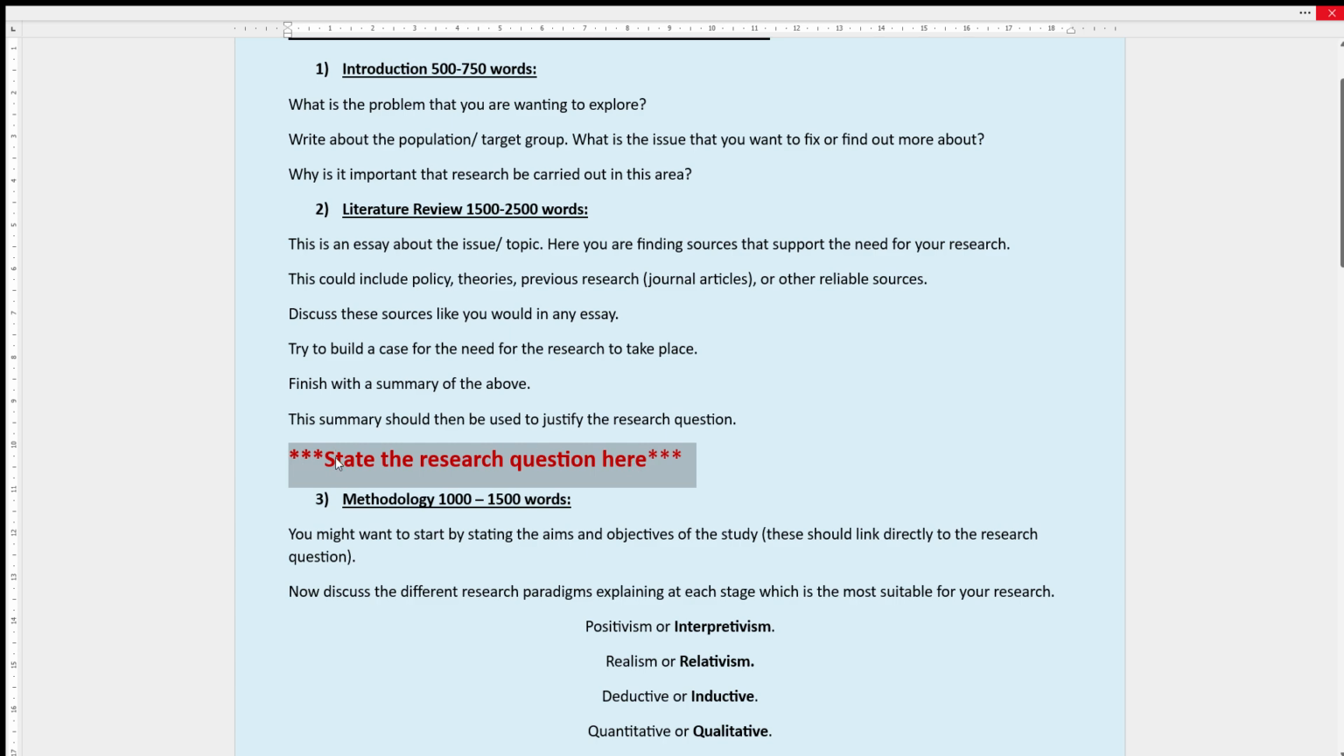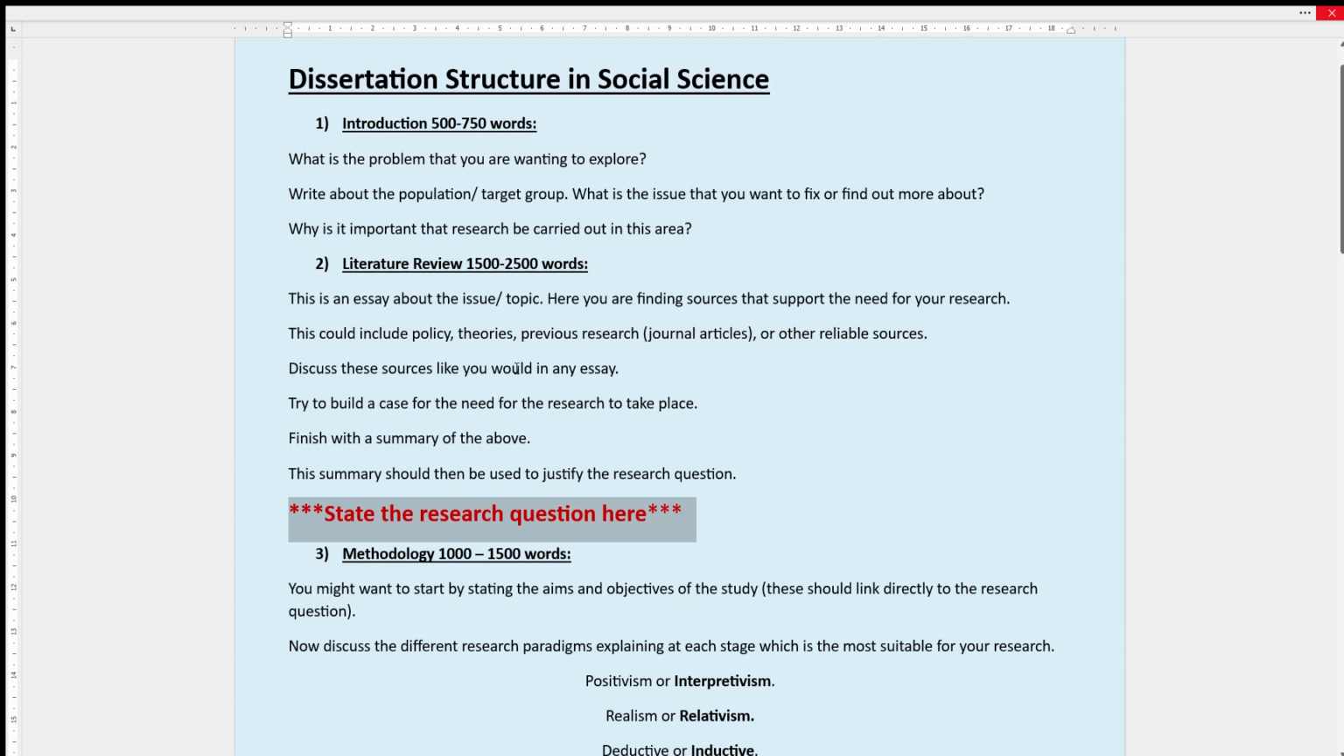We do not mention the research question in the introduction. You might mention it in the abstract, but I haven't gone into the abstract in this section. I'm just going through the basic fundamental sections.